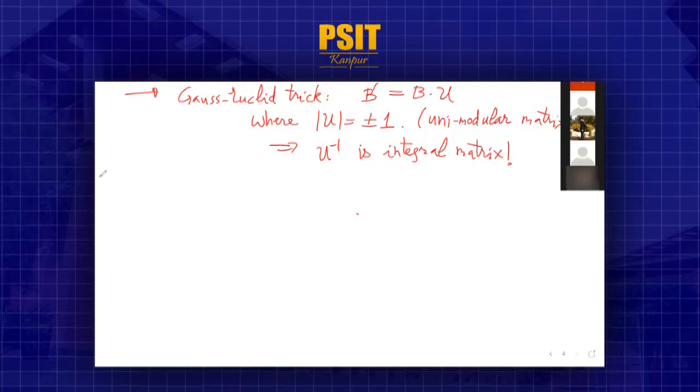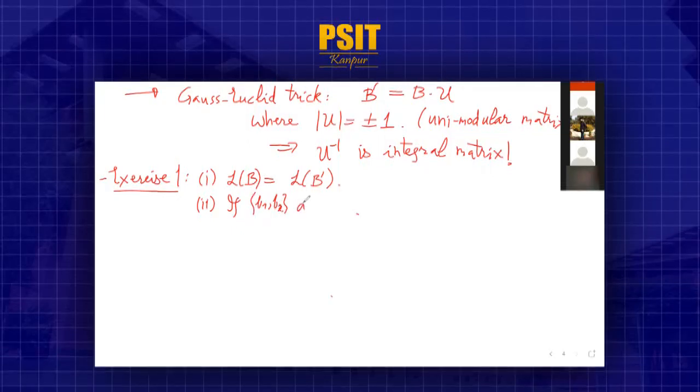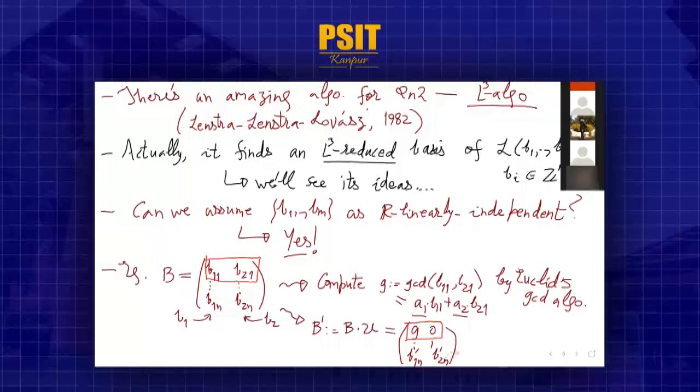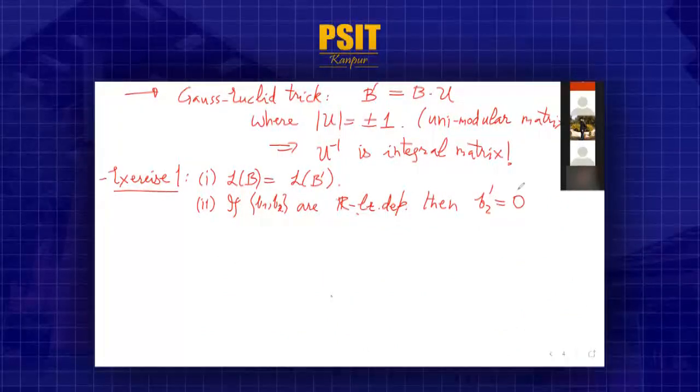So that is exercise 1 for you. Show that the lattice of B is the lattice of B prime. So when we move from basis B to basis B prime, the lattice doesn't change. And if B1, B2 are linearly dependent, then this second vector that we got, B2 prime, will be 0. And so we can drop it.